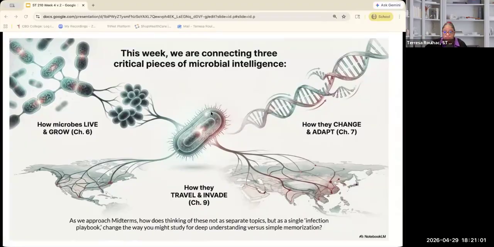In the middle, with chapter 9, how they travel and invade. And then over here in chapter 7, how they change and adapt. Believe it or not, they are not independent facts. They are steps in a process. Now, if you only understood how microbes grow, but not how they invade or adapt, where would your understanding break down clinically? This is something I just want you to think about, okay?